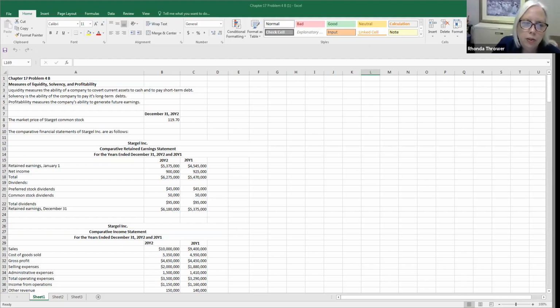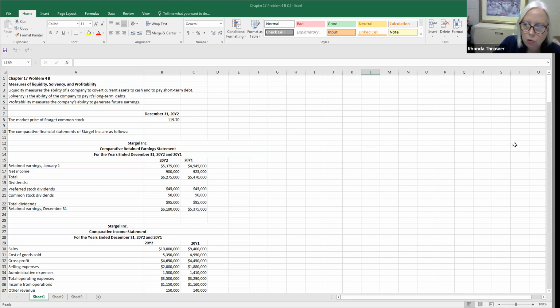You should be able to see the chapter 17, 4B Excel spreadsheet that I've made up for this problem. What we're going to be doing today is learning about profitability ratios. Profitability ratios are ratios that we will use to help measure whether or not a company is going to be able to generate future earnings. There will be 8 profitability ratios that we're going to be looking at today.